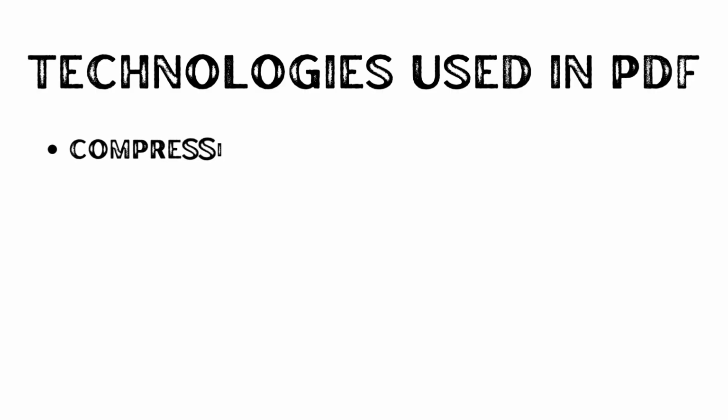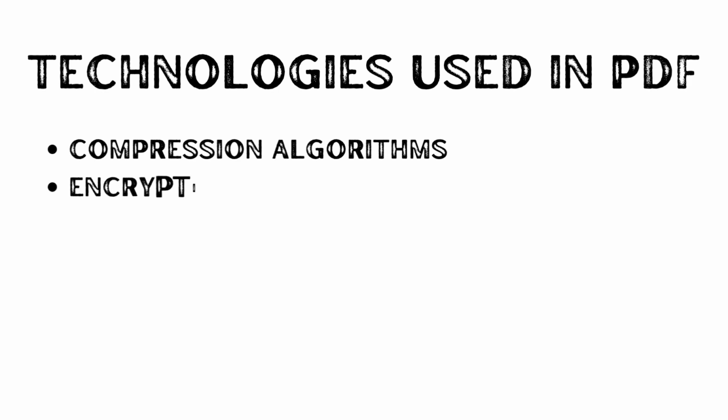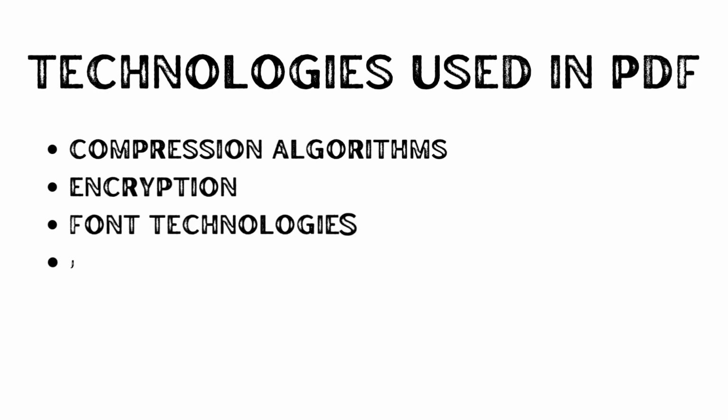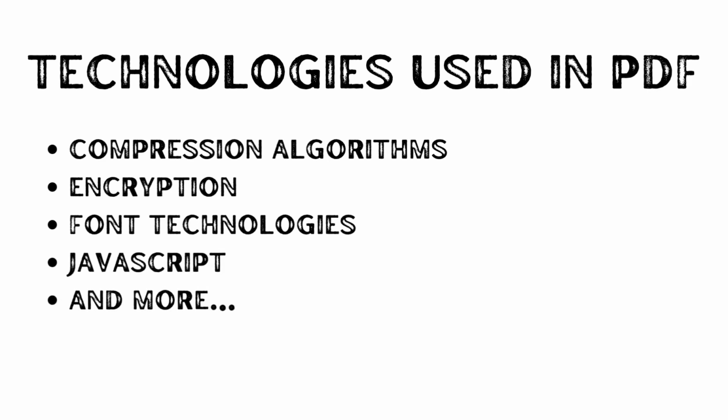Tip 7. PDF is a collection of other technologies. There are lots of other technologies used inside the PDF file format, including compression algorithms, encryption, font technologies, JavaScript and so on. This makes it harder to understand because you need to have a grasp of these as well to understand what is going on.